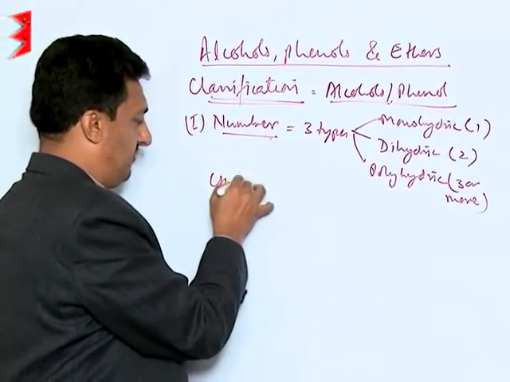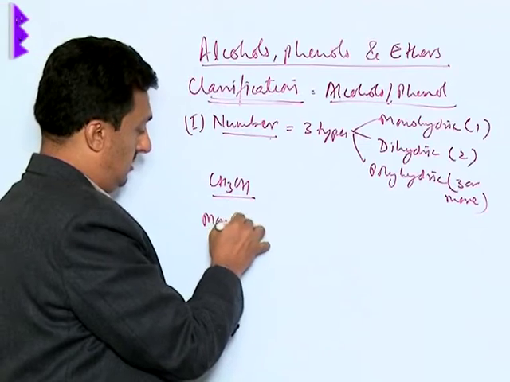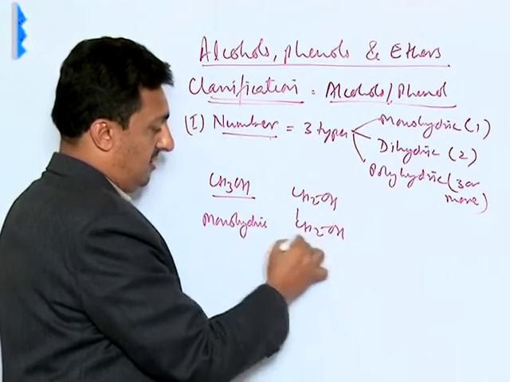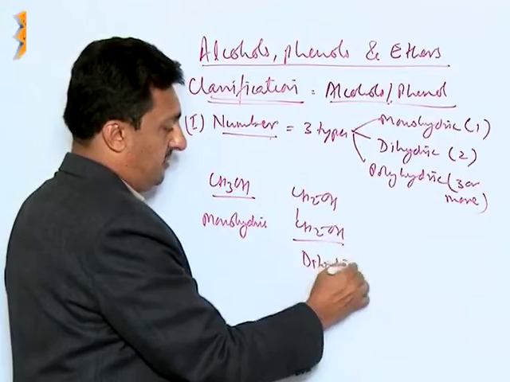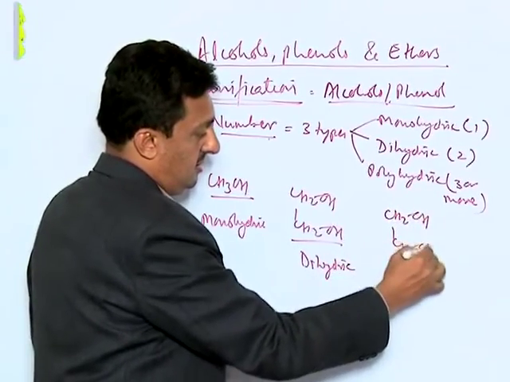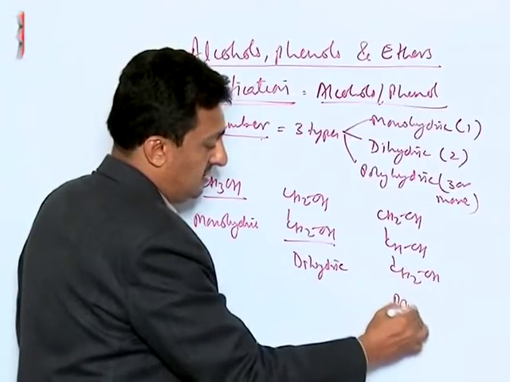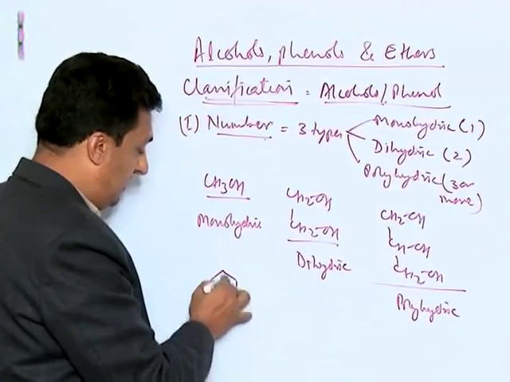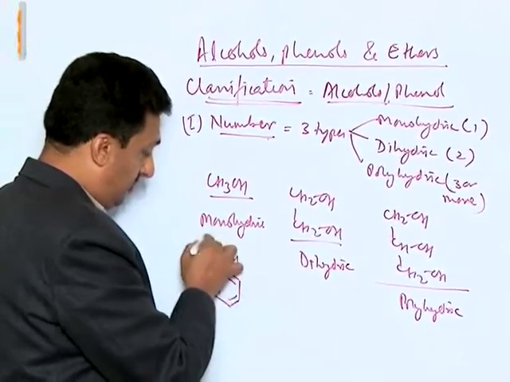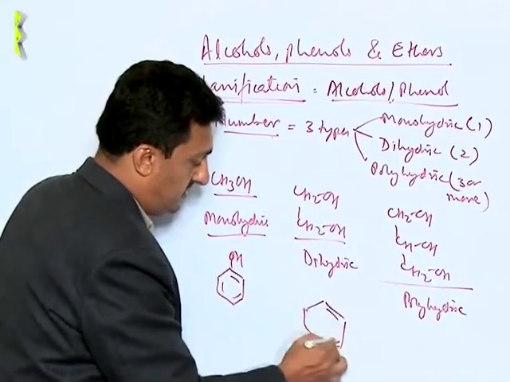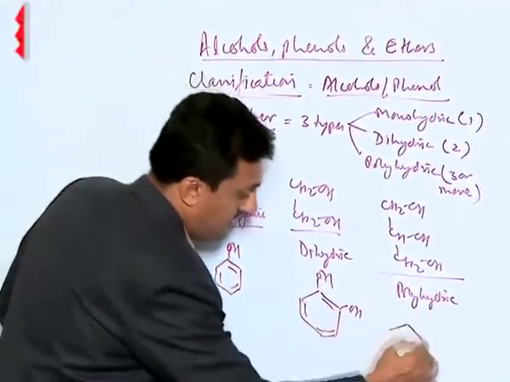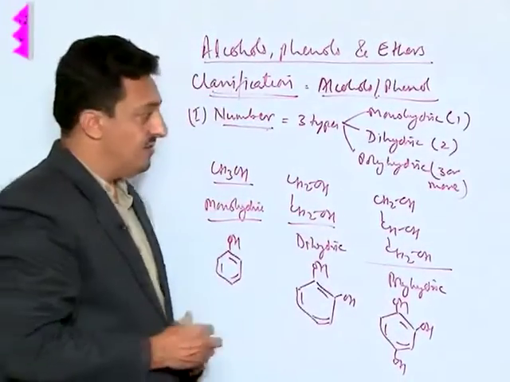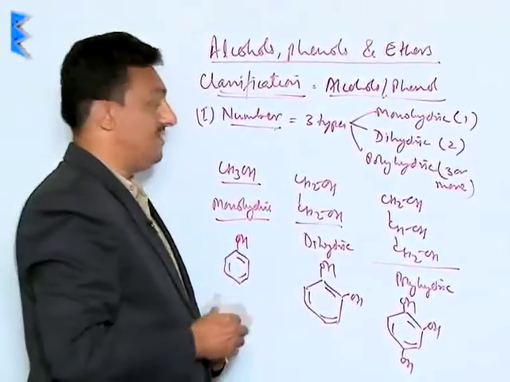Now let me give an example. If we have methanol, it is monohydric. If we have this compound which is called glycol, this is called dihydric. And if suppose we have glycerol, we will call it polyhydric. Similarly, when the benzene ring has only one OH group, we call it phenol, yet it is monohydric. If we have two OH groups like this, it is dihydric. And if we have three OH groups, we call it polyhydric. So this is how we classify the alcohols on the basis of their number.